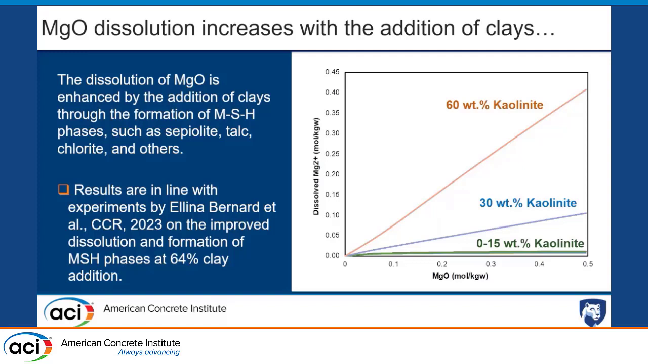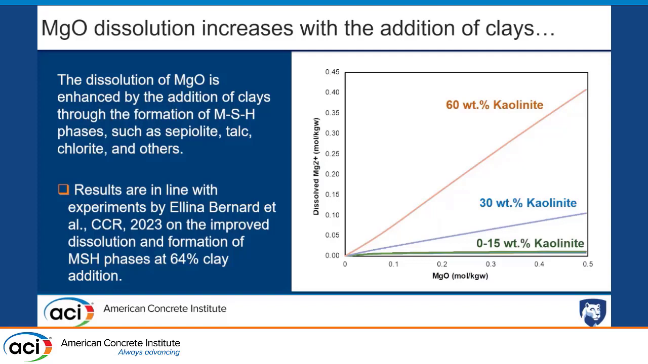This is fantastic because one of the things that we see is that thermodynamically it is favorable to precipitate MSH and mineral forms of magnesium silicate hydrate. That's what MSH stands for, such as sepiolite or talc or chlorite and others. So this is great.